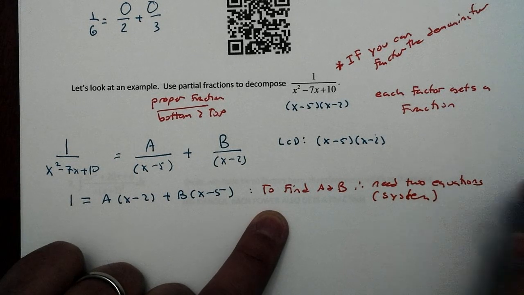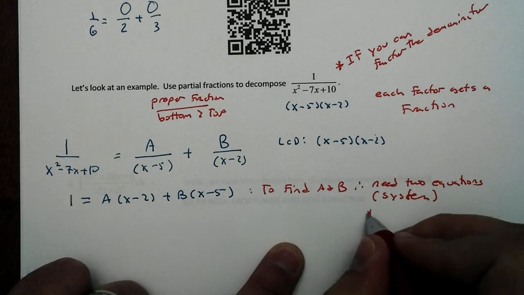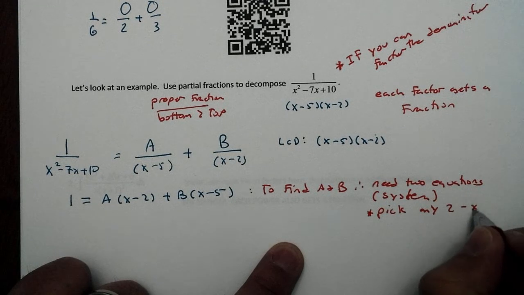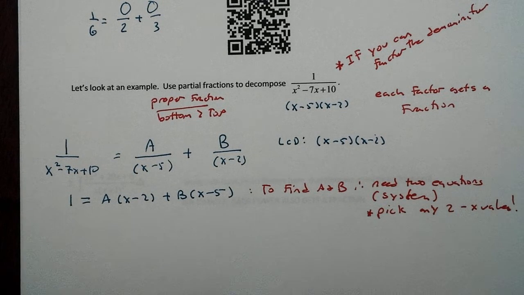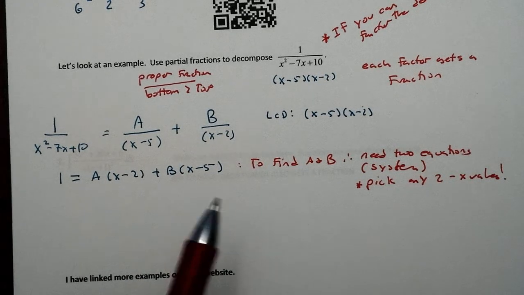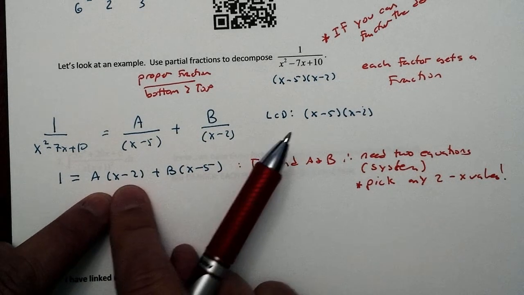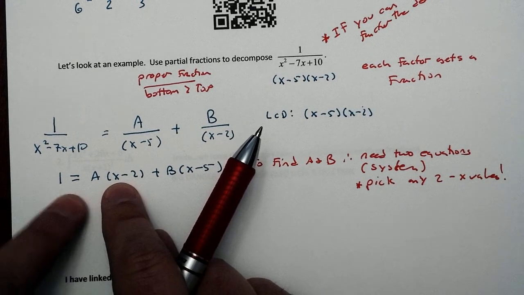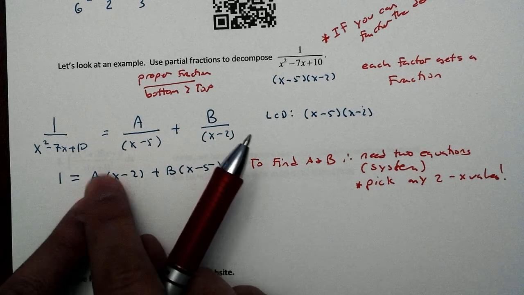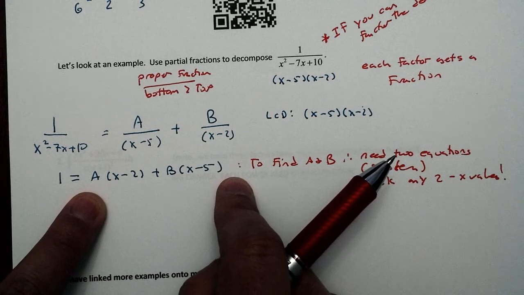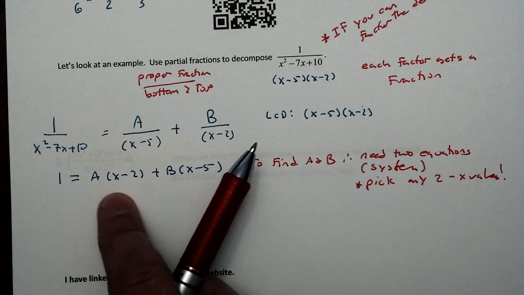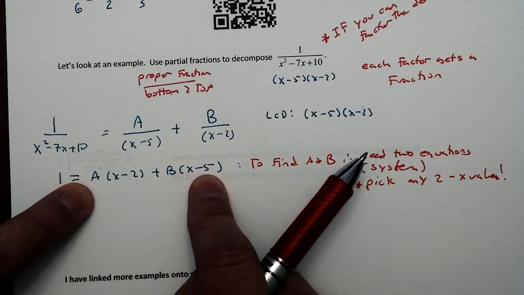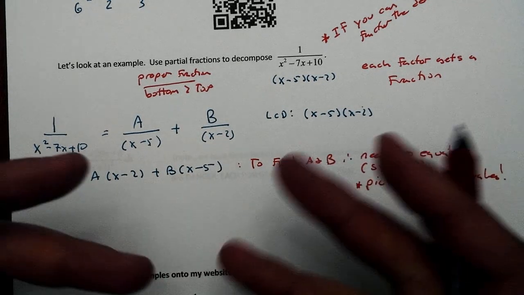So to do that, what Heaviside said to do is we need to pick any two x values. We're just going to randomly pick two x values. I can let x be 1, I just plug it in. Or let's say 10, I guess, trying to work out negative. If I let x be 10, my first equation would be 1 equals 8A plus 5B. Then I can let x be 100, and that's going to give me 1 equals 98A plus 95B, and that gives me two equations.